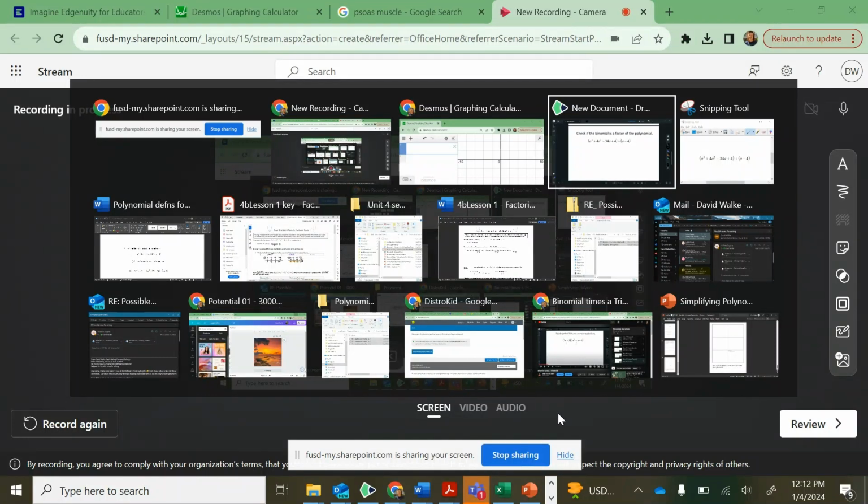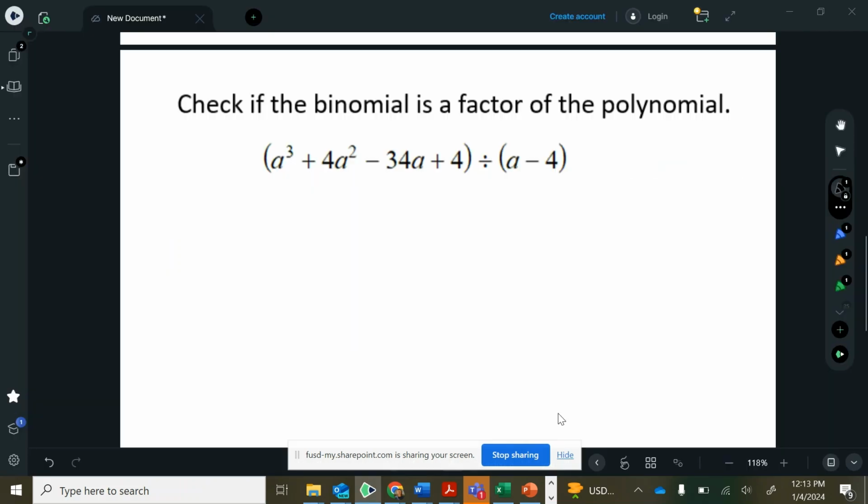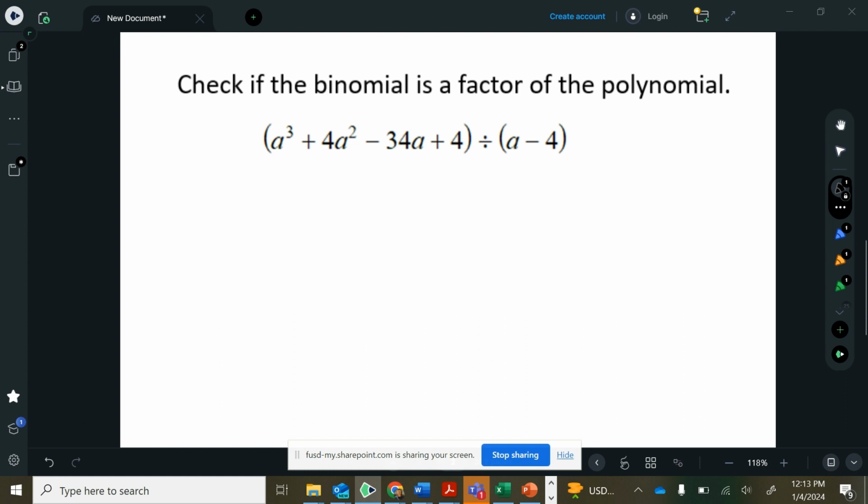Okay, here we have another problem that's asking us to check if the binomial is a factor of the polynomial. Now, the difference between this and some of the ones that we previously saw is that before it told us to use synthetic division, and here it's not explicitly telling us to use synthetic division. So, of course, we could use synthetic division just the same way that we've done it a couple times already, but I'm also going to show you another way to check if the binomial is a factor.